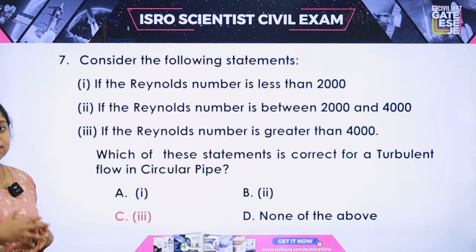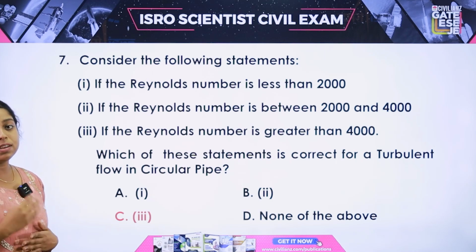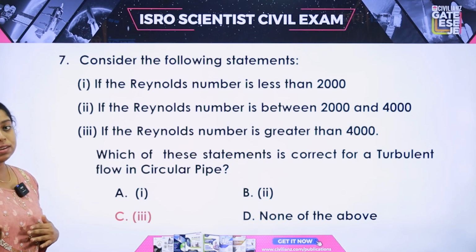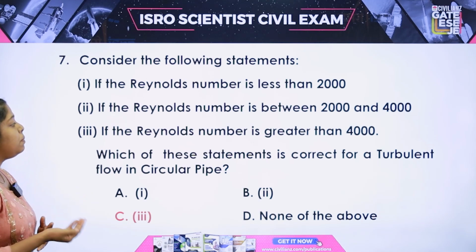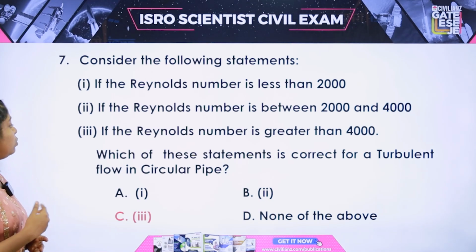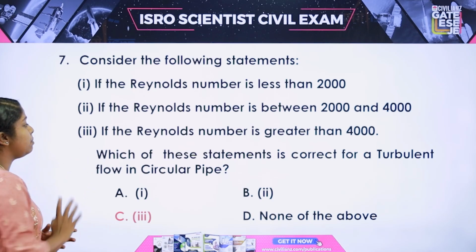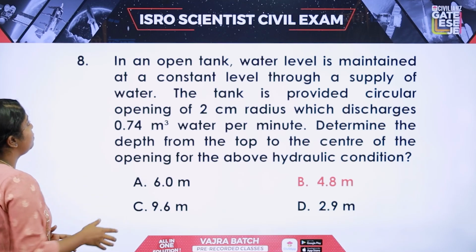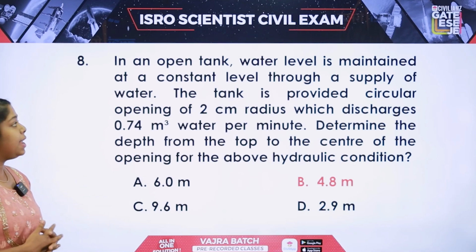We know that in the case of a circular pipe, if the Reynolds number is less than 2000, then the flow will be laminar. Between 2000 and 4000, the flow will be transitional, and the flow will be turbulent when the Reynolds number is greater than 4000. So option 3, that is option C, is the correct one. So the third statement is the right one. This is also a pretty basic question based on a concept in fluid mechanics. Now let's move on to the next question.